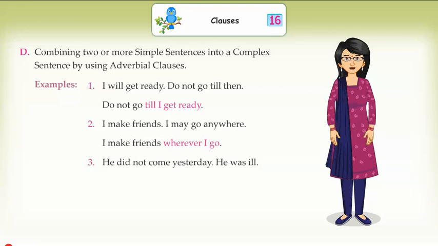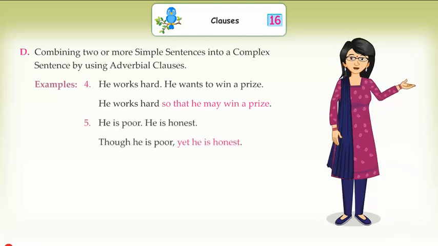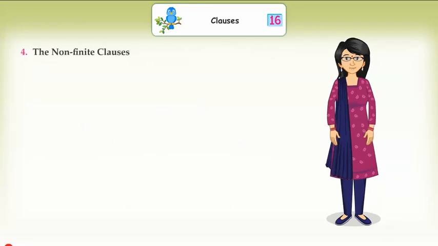He did not come yesterday. He was ill. He did not come yesterday because he was ill. He works hard. He wants to win a prize. He works hard so that he may win a prize. He is poor. He is honest. Though he is poor, yet he is honest.